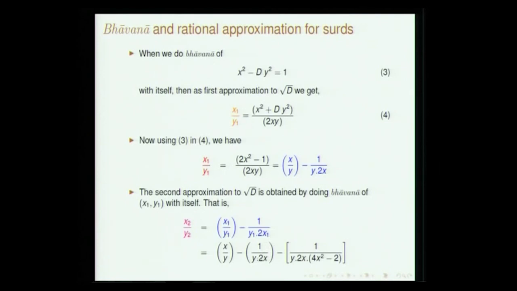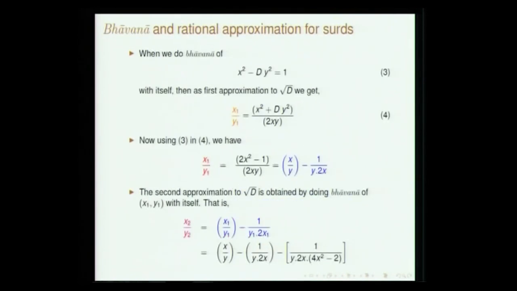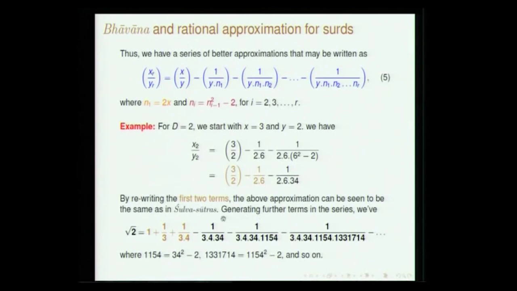Fine. Now let us see the approximation which was given in the Sulva Sutra: 1 plus 1 by 3 plus 1 by 3 into 4, and the next term will be minus 1 by 3 into 4 into 34. In the denominator, you will find the same terms appearing again: y, then y into 2x, then y into 2x into one more term. So in general one can show that the rth approximation will be of this form.